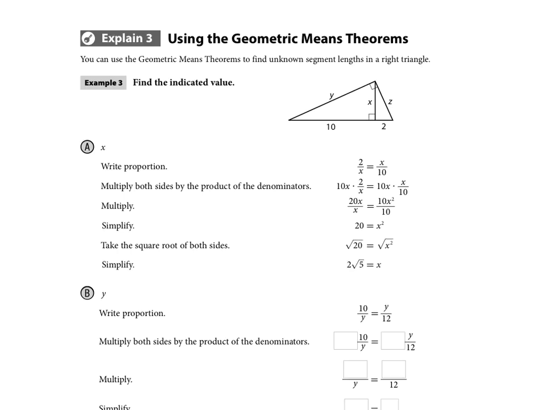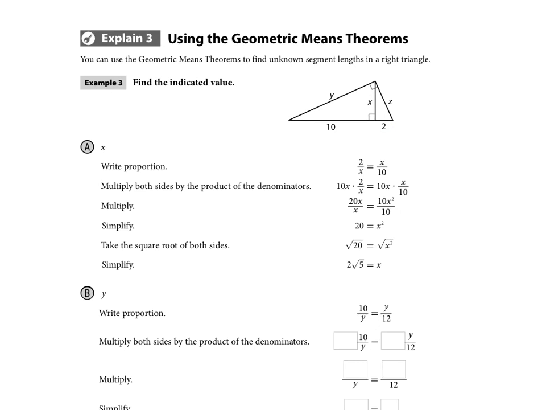Okay, we're on page 667 with Explain 3, and we're being asked to find the missing values of the triangle diagram that we have at the top here. So first we're going to find x, and notice x is the altitude drawn to the hypotenuse. So we're going to write a proportion. Remember, it's the geometric mean, or the square root of the product of the other two pieces of the hypotenuse. So 10 and 2, it's the geometric mean of 10 and 2.